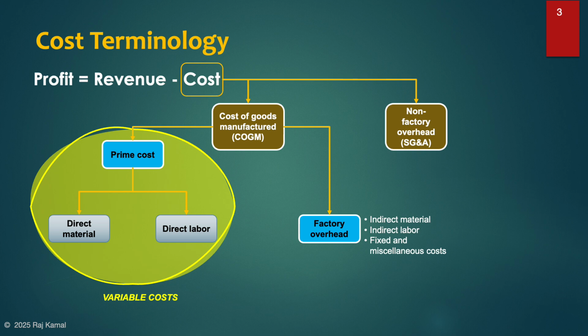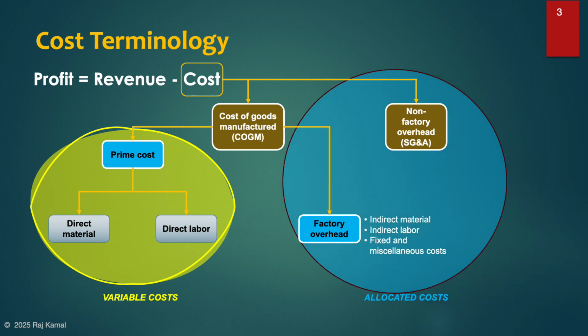by the quantity produced. On the other hand, on the right-hand side, you have factory and non-factory overhead, which are not a function of the amount of products that are produced. Therefore, those are fixed costs and they are then allocated to all the units that have been produced. So we have variable costs, which are directly related to the quantity produced, and we have allocated costs, which are allocated to whatever is produced, but are not directly related to it.